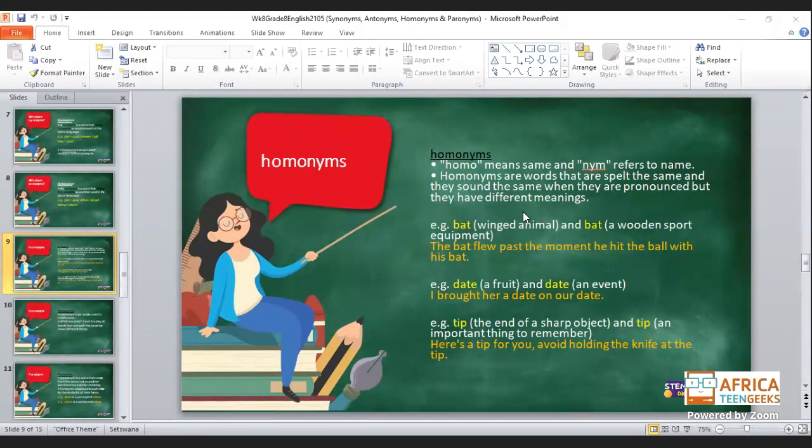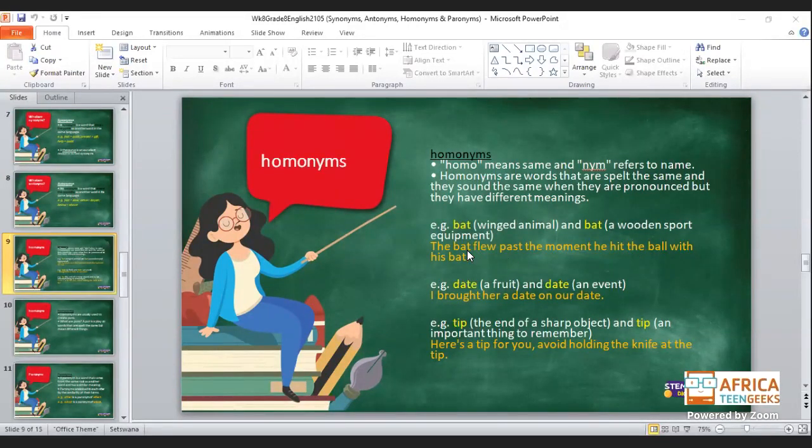Okay, so Preston saying live. Yes, live is correct. Live as in something which is alive, like a live animal, and live, which means something which happens at the moment, as it happens. Thank you for your wonderful example, Preston. So here are the examples I'm giving here. I gave bat, which is the winged animal, as well as bat, which is a wooden sport equipment that they use in cricket, right? So I use them in sentences so you can see the difference.